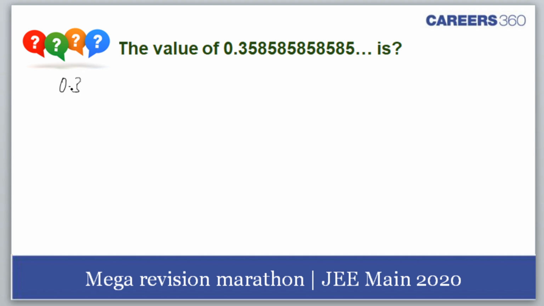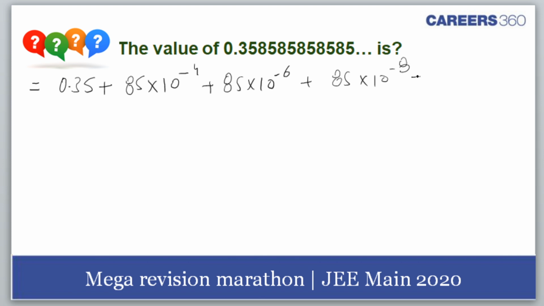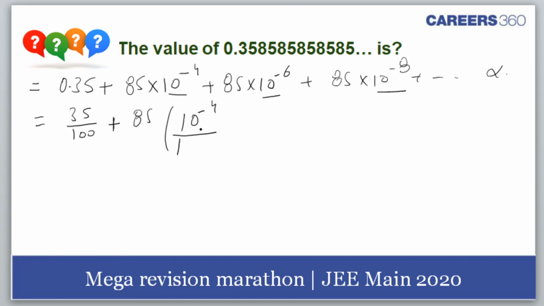So I'll write it as 0.35 plus 85 into 10 raised to power minus 4, then 85 into 10 raised to power minus 6, then 85 into 10 raised to power minus 8, and so on. This goes on till infinity. Okay, students? So we have 0.35 means 35 upon 100, and then 85. And this is a GP: 10 raised to power minus 4, 10 raised to power minus 6, 10 raised to power minus 8, and this is an infinite GP. The first term being 10 raised to power minus 4, the common ratio being 10 raised to power minus 2.